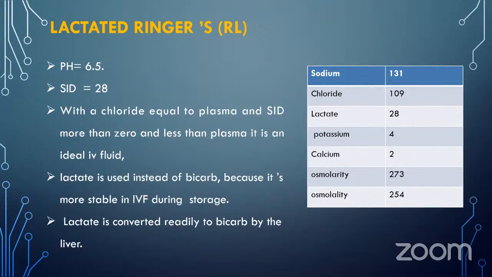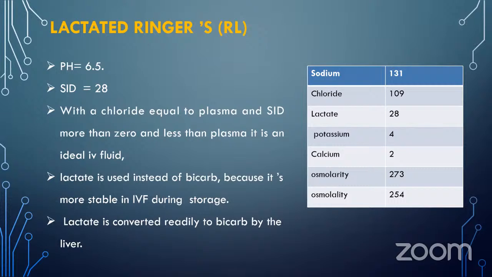So coming to Ringer lactate, the pH is around 6.5. The strong ion difference, if you calculate, is 28. If you see the composition of Ringer lactate, sodium is 131, chloride is 109, lactate is 28. The osmolarity, if you see, is 273. So with a chloride close to plasma and a strong ion difference more than 0 and less than plasma, it is an ideal fluid. So probably your strong ion difference is as close to the physiological range.